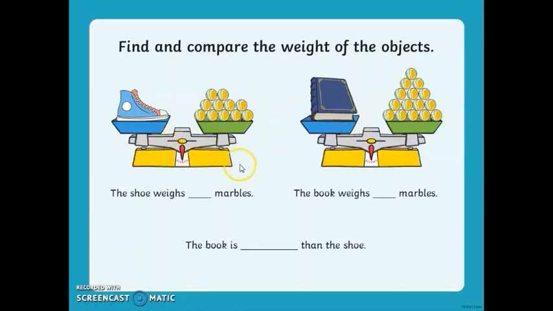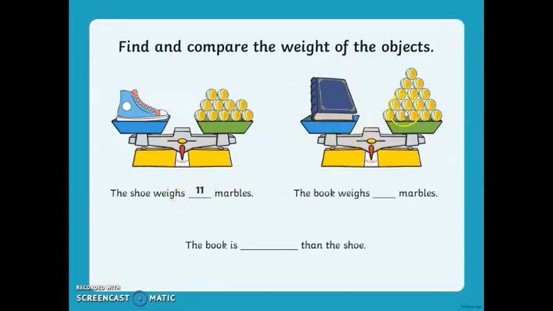Now again we'll use the same machine. What was its name? Good job, balance, to compare their weight. For this, first we'll put the marble balls on the other side to see how many marble balls and the shoe are equal in weight. Would you like to count with me? Let's go. 1, 2, 3, 4, 5, 6, 7, 8, 9, 10, 11. We have 11 marble balls which are equal to the shoe.